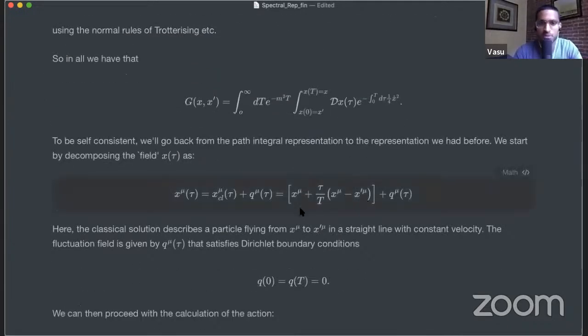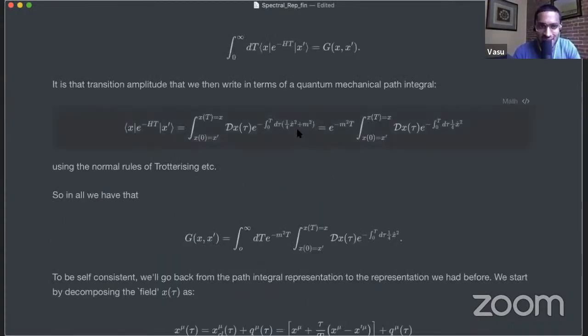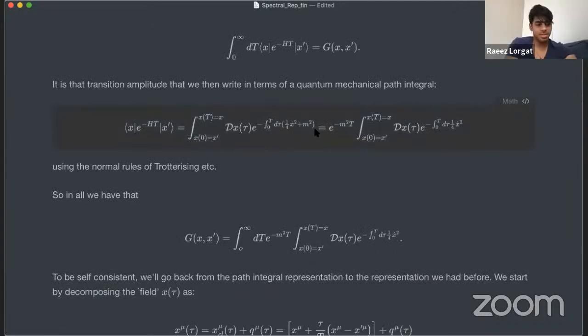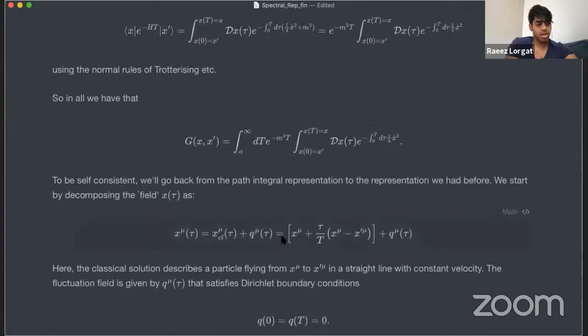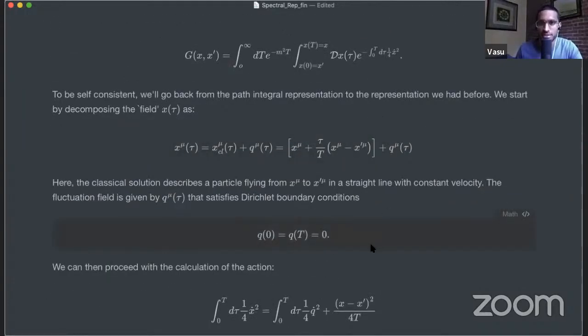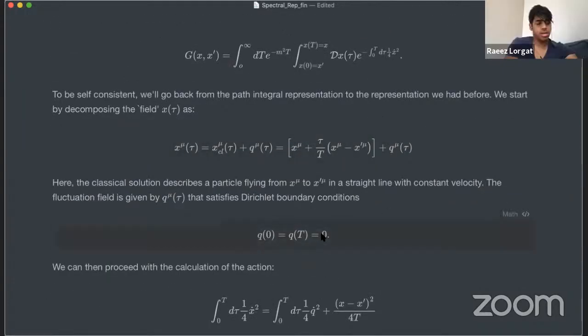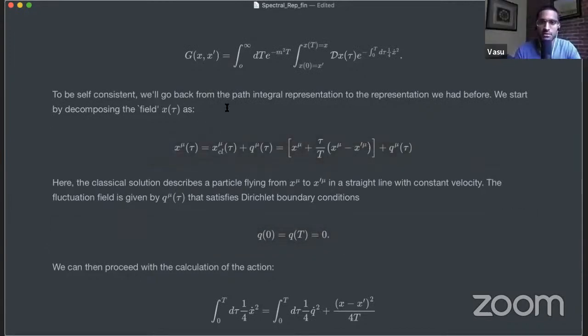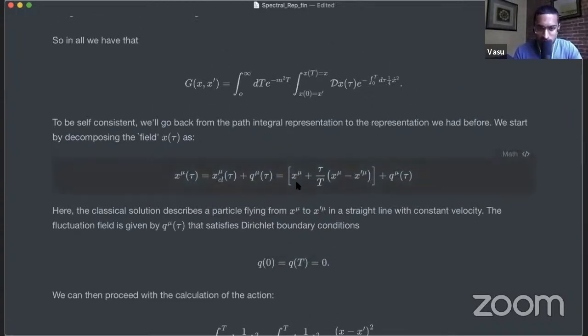So this is what geodesics look like in flat space, and this is indeed a geodesic action. So you have a classical geodesic plus fluctuations that are subject to Dirichlet boundary conditions. That's the idea. I fix the endpoints, and I know where I'm starting and where I'm going. I know that were there nothing quantum to happen, this particle is just going to fly in a straight line. That's just Newton's first law.